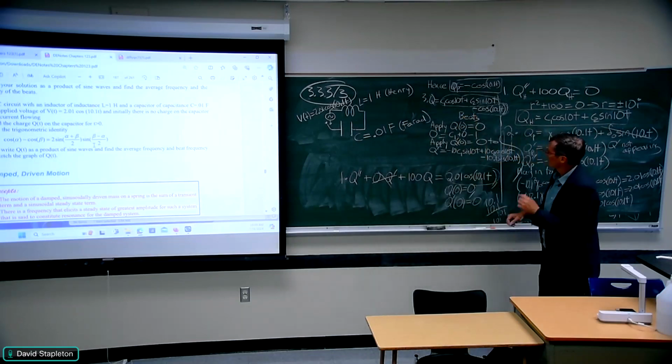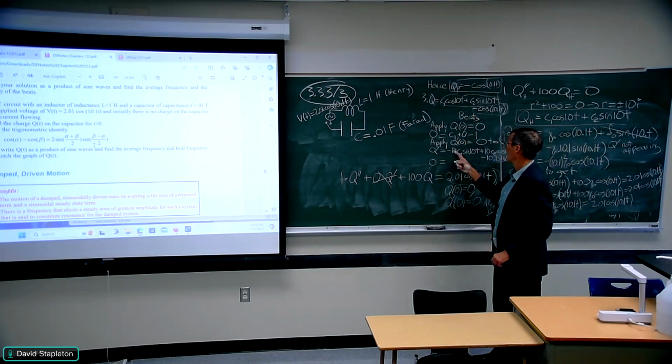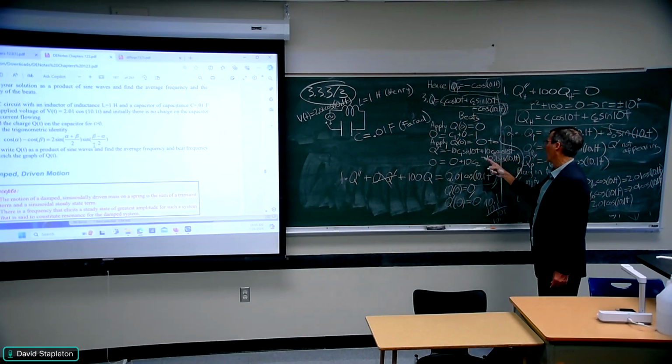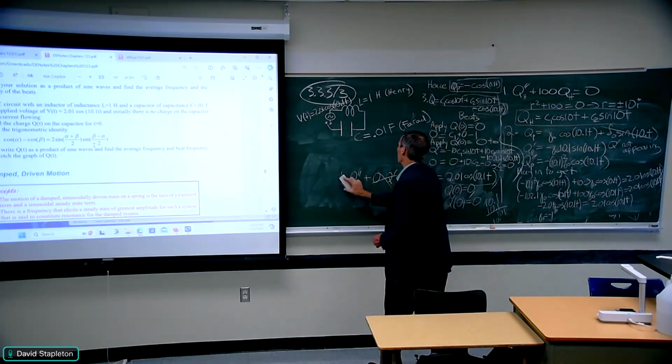So we apply Q prime of 0 equals 0 to this. That means you put 0 on the left and equals minus 10 sine of 0, which is 0, plus 10 cosine of 0, which is 1. So it's plus 10 C2 times 1 minus 10.1 times 0. And so you get C2 equals 0.